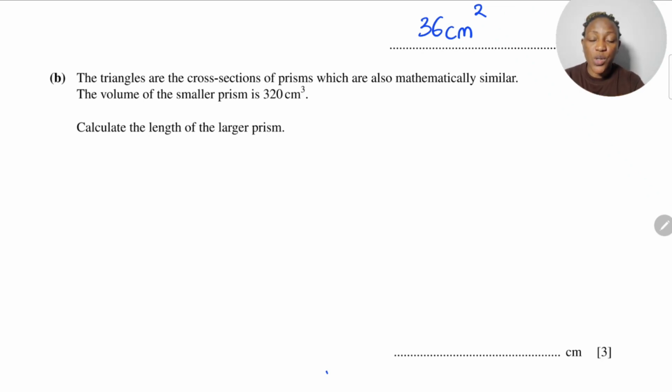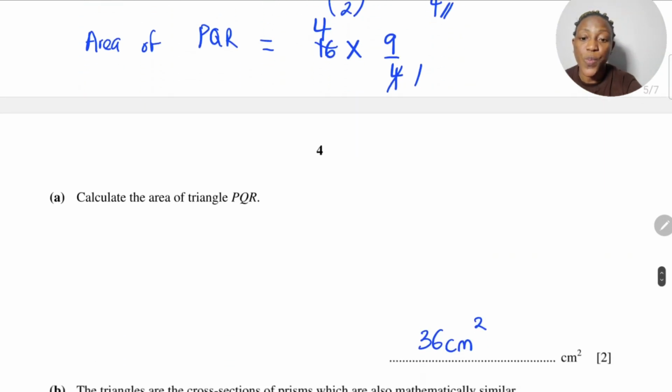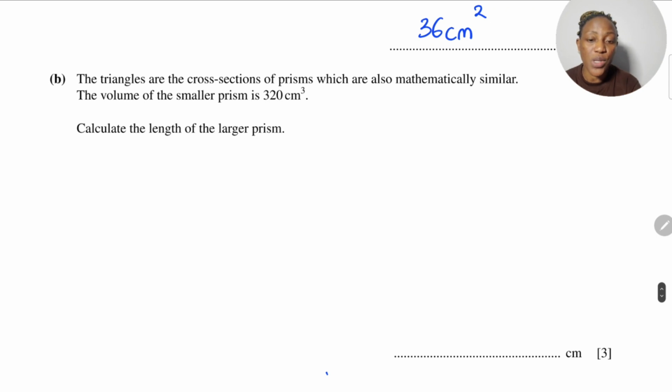So to find the volume of any prism at all, what you need to do is to find the area of its cross section and multiply it by its length. That's all you need to do. Area of its cross section multiplied by its length. All right. So in this case, the cross section given for these two shapes will be these triangles.